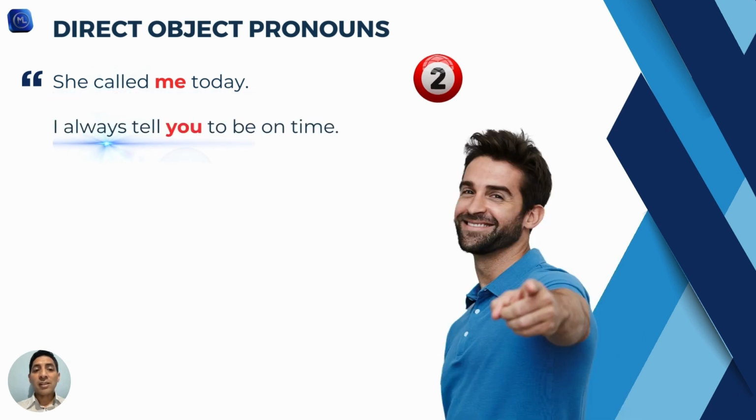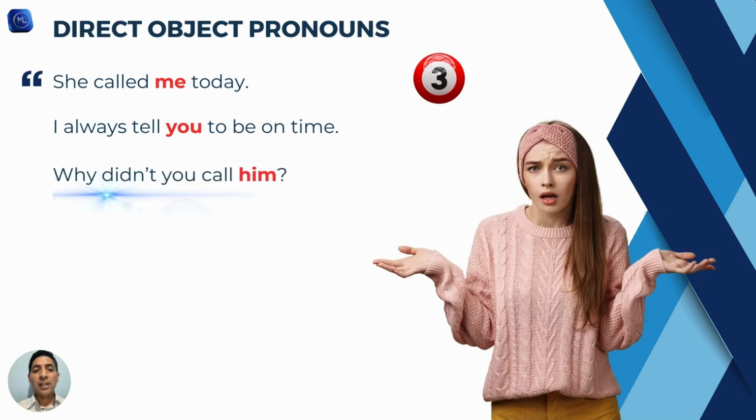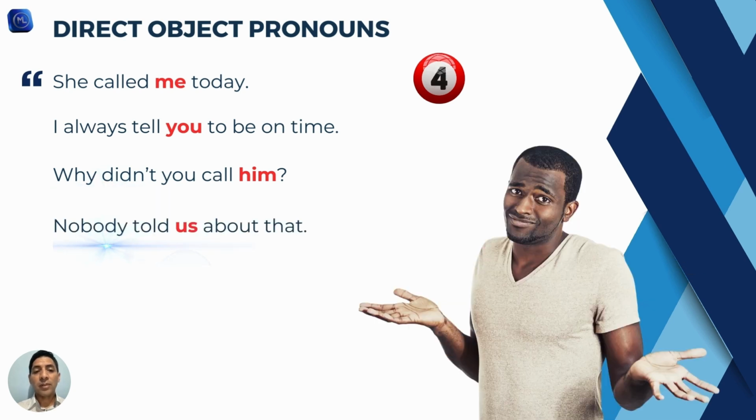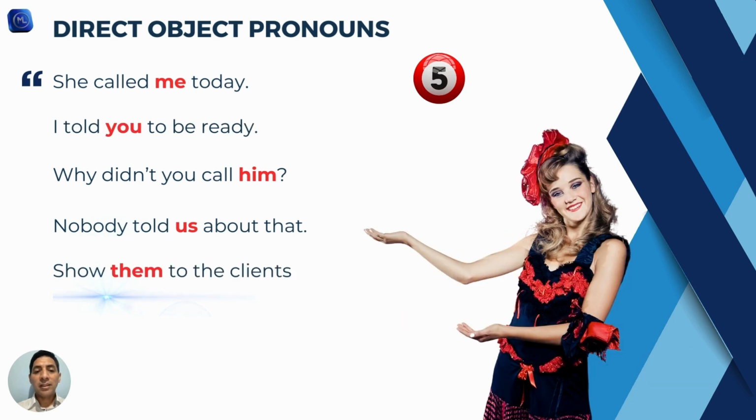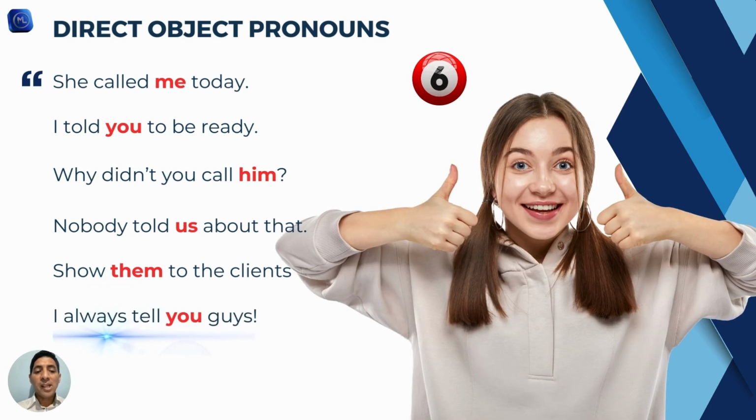Then we have I always tell you to be on time. Whom do I always tell? You. Then you would be the second direct object pronoun. Then we have why didn't you call him? Call who? Him. You can have him or her here, and it's the third direct object pronoun. Then we have us. Nobody told us about that. And then we have show them to the clients for they. And also you plural. So we have I always tell you guys something.